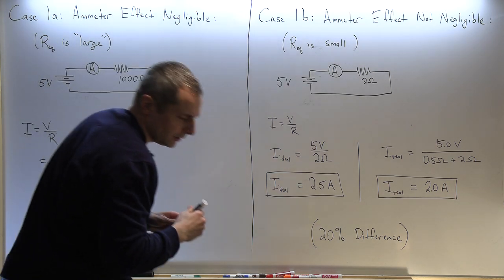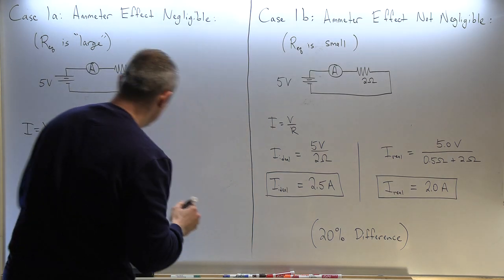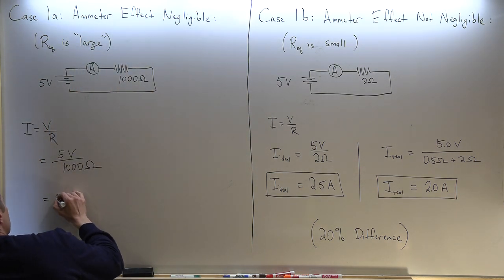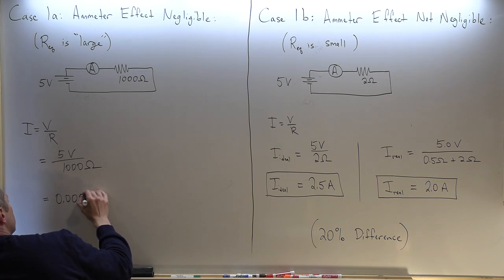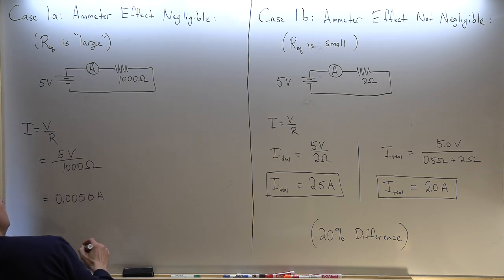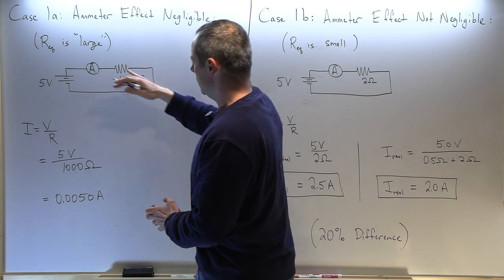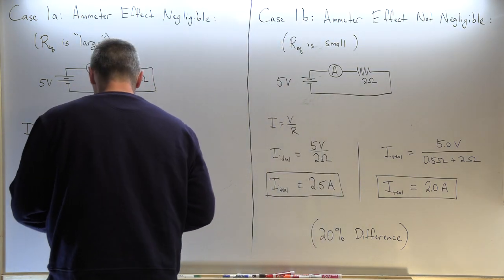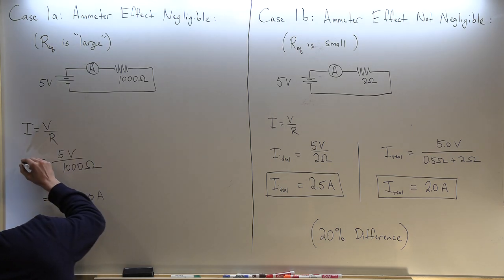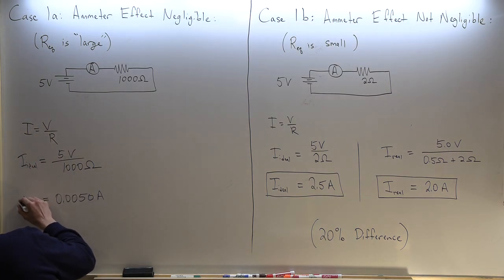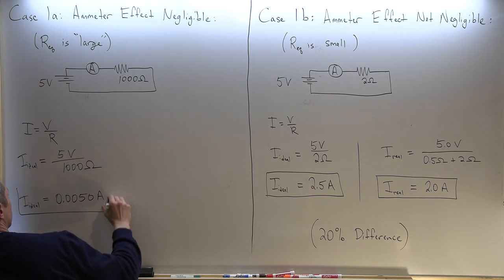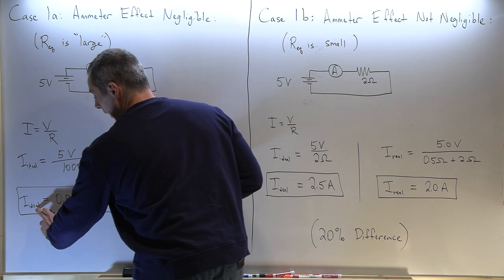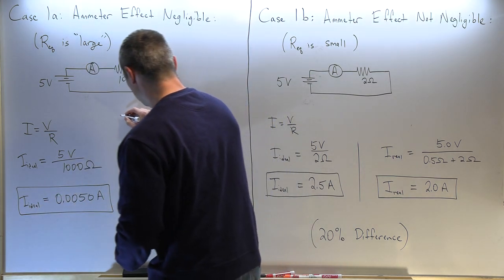I guess I wanted 1,000 ohms. Okay. So simple calculation, just voltage over resistance, boom, we got the I ideal.